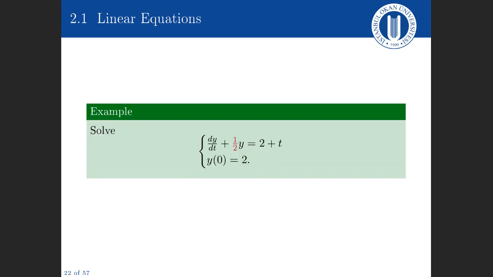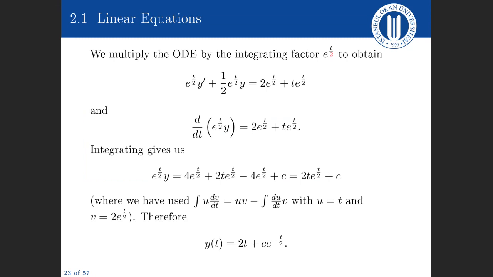Let's make it a little bit more difficult still. No, first let's do an example. Solve dy/dt plus a half y is equal to 2 plus t with the initial condition y of 0 is equal to 2. First, we're going to solve the differential equation, and then we're going to use the initial condition to find the constant. Straight away, we can say that the integrating factor that we want is e to the power t over 2.